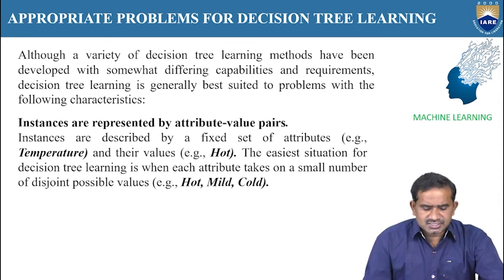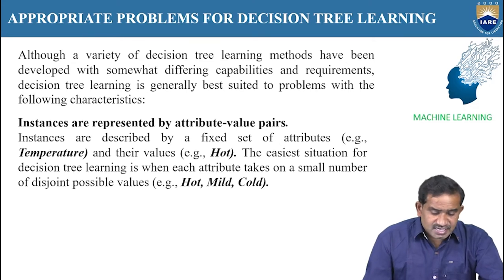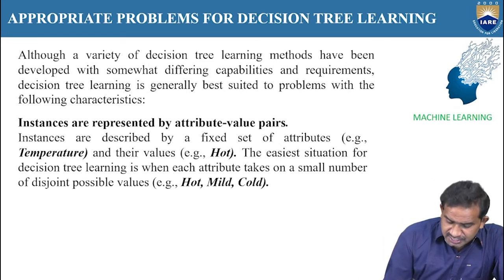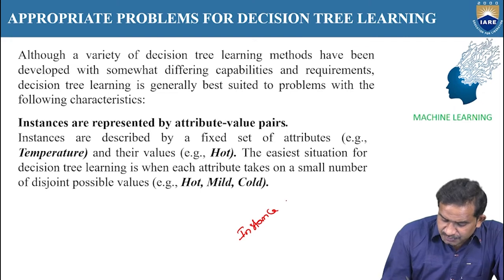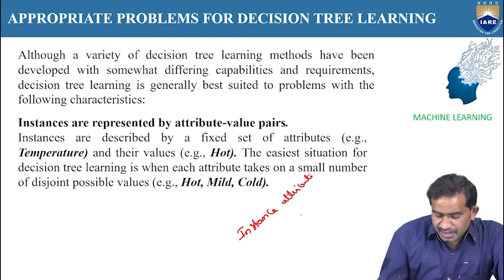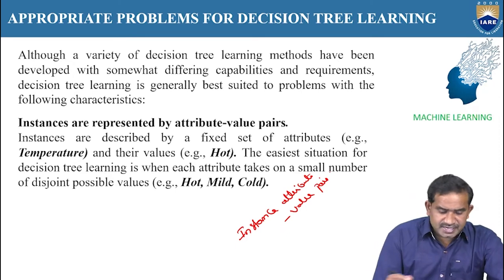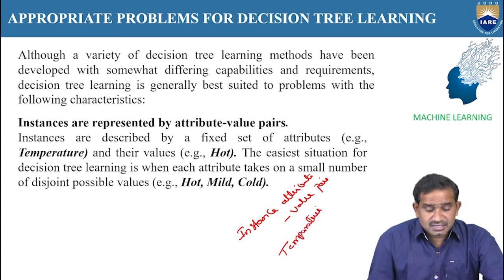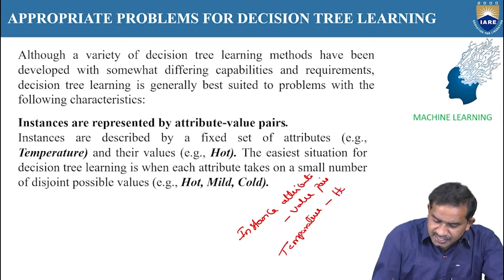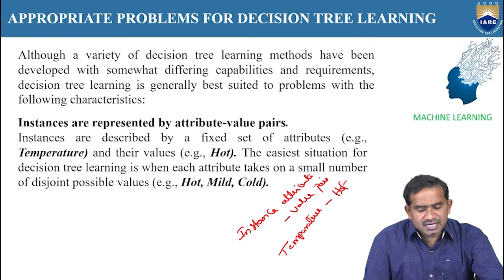For example, temperature is an attribute and the attribute value is hot. Here instances are represented by attribute-value pairs, meaning each instance has an attribute name and its value. For example, temperature is one attribute, and the paired value, the resultant value, is high, or maybe temperature is very hot. That is the meaning of instances being represented by attribute-value pairs.